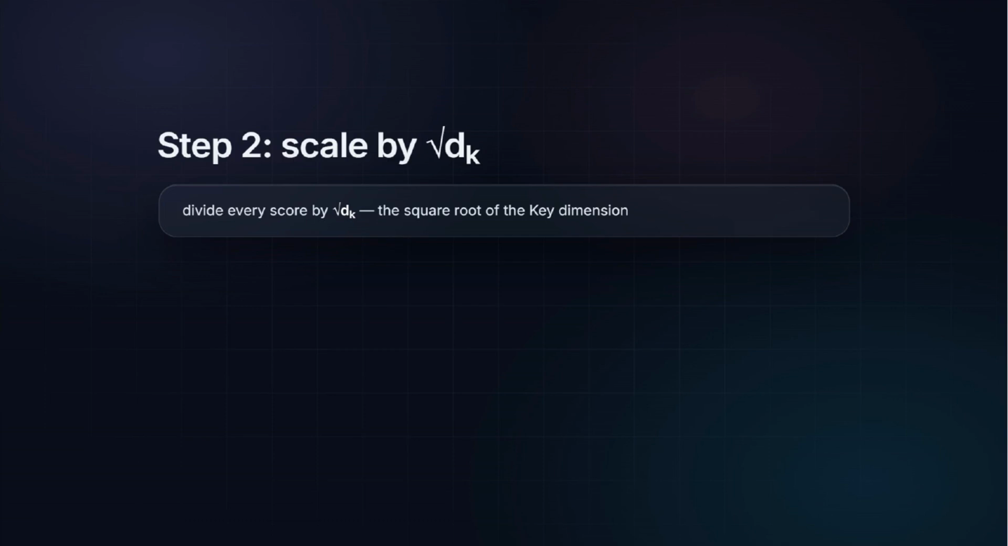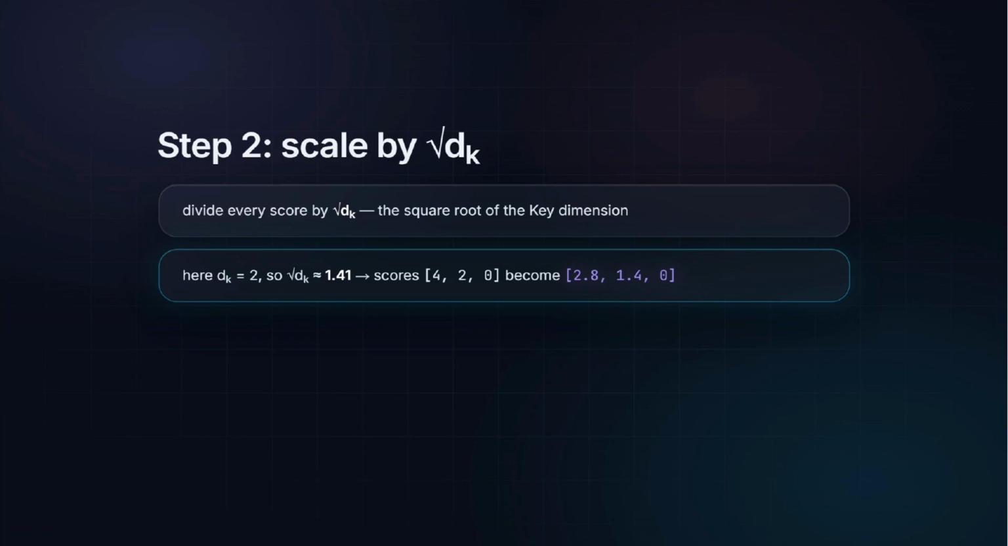This next step is quick, but it quietly keeps the whole thing stable. Step 2, scale. Before we do anything else, divide every score by the square root of dk, the dimension of the key vectors. Here our keys are two-dimensional, so dk is 2 and the square root is about 1.41. Our scores 4, 2, 0 become 2.8, 1.4, 0.